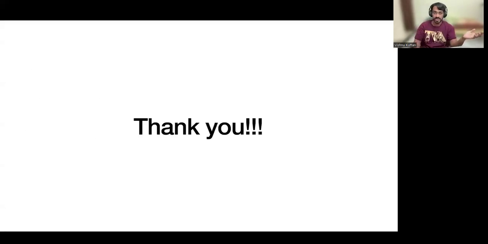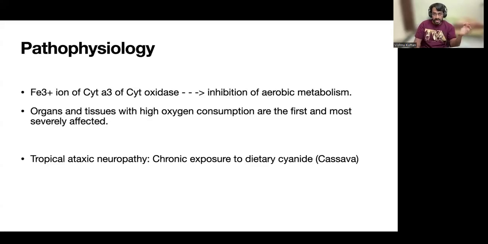How do you manage cyanide toxicity? So here, again, it is your oxidative phosphorylation that is going to get damaged. It is your organs and tissues with high oxygen consumption that are the first and the most severely damaged. So what happens? Again, the same thing. Your heart and brain are going to be affected. Nothing new about that. And coming over to chronic exposure.